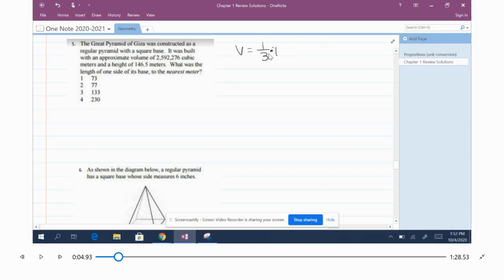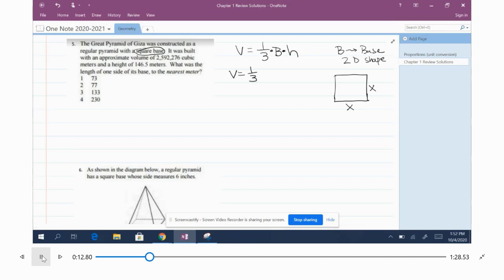Now, pyramid is 3D, so the capital B you're going to see is not just a one-dimensional distance across. It's not a side. It's the area of the square. We're going to call each side x, so the area is x squared.